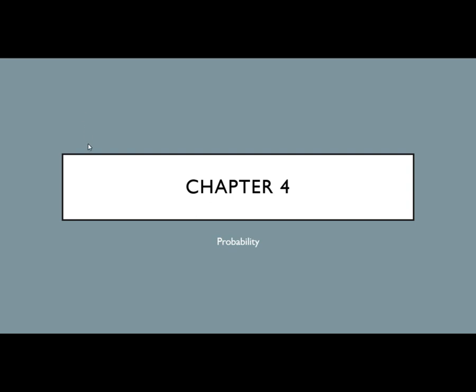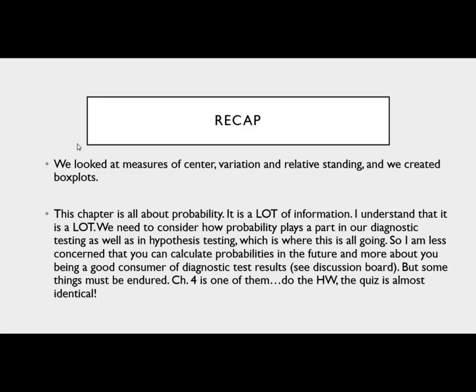Okay, so here we are in chapter 4. We're going to talk about probability. Well, to recap, we've looked at measures of center, variation, and relative standing, and we created box plots in addition to all the things we did in chapters 1 and 2.